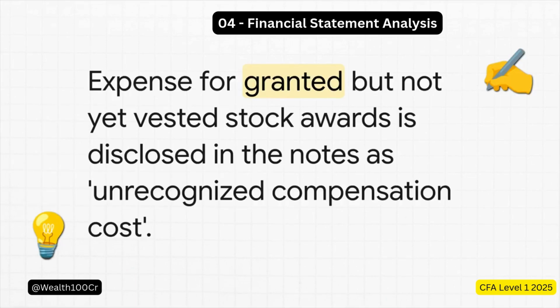Okay, lean in, because this is a massive tip, both for the exam and for your actual job. Deep in the footnotes, companies have to tell you about something called unrecognized compensation cost. Seriously, this is like a gift from the accounting gods. It's a little crystal ball that tells you exactly how much expense from past stock awards is guaranteed to hit the income statement in the future.